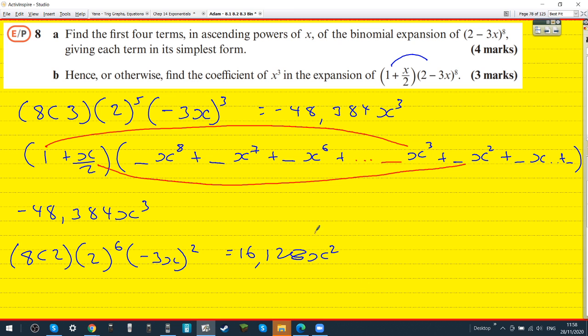And so that one is there. When you multiply x over 2 by that, that's when you'd get an x cubed. And so what is x over 2 times 16,128 x squared? It's a half x times 16,128 x squared.